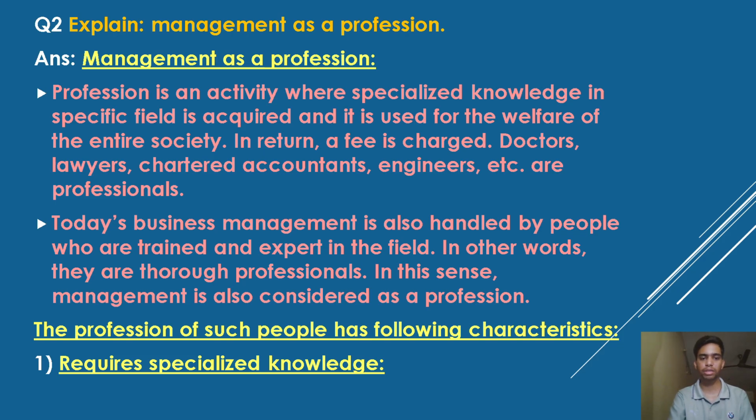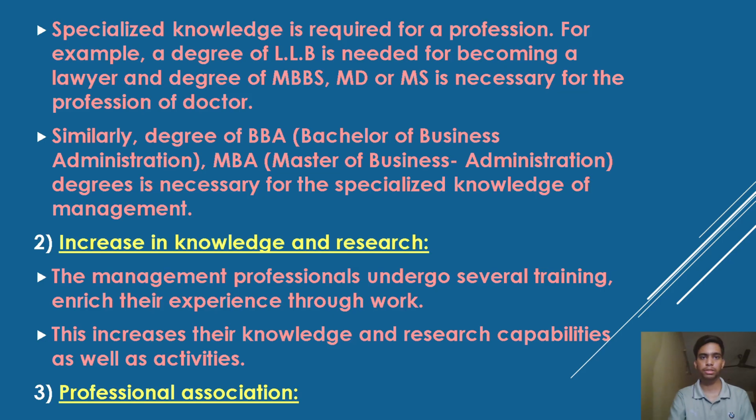First, requires specialized knowledge. Specialized knowledge is required for a profession. For example, a degree of LLB is needed for becoming a lawyer and a degree of MBBS, MD or MS is necessary for the profession of a doctor. Similarly, a degree of BBA, Bachelor of Business Administration, or MBA, Master of Business Administration, is necessary for the specialized knowledge of management. Second, increase in knowledge and research. Management professionals undergo several trainings and enrich their experience through work. This increases their knowledge and research capabilities as well as activities.